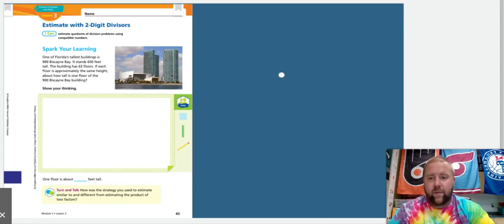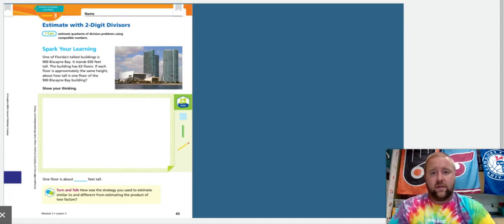So when we look at compatible numbers, and you might have heard of the word compatible before, it means things that can get along, things that are usually friendly, okay? In this situation, we are making sure these numbers are friendly, that they can get along, that they're easy to work with is what we're looking for.